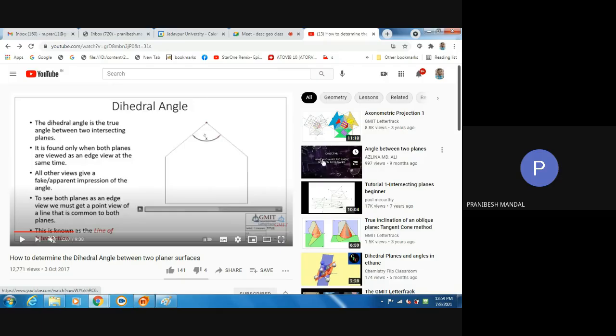or not? Any plane I take perpendicular to this, I am going to get the edge view or not? Yes or no? What do you think?